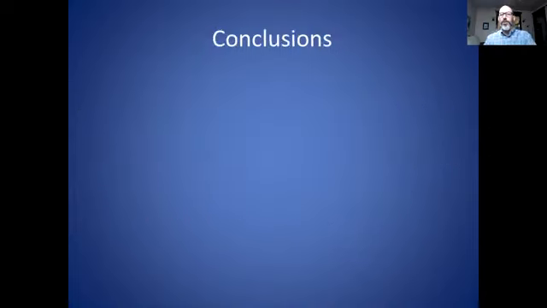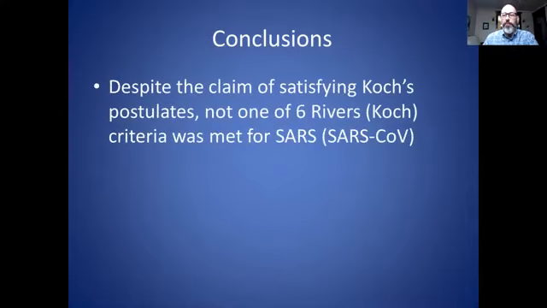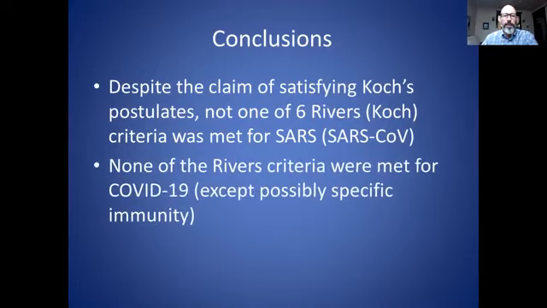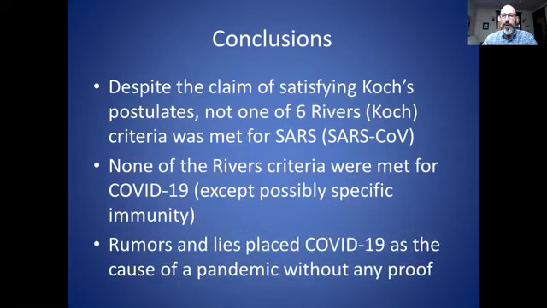So I'd like to conclude from everything I talked about that, one, despite the claim of satisfying Koch's postulates, not one of the 6 Rivers criteria was met for SARS, not one. That's in 2003. None of the Rivers criteria were met for COVID-19, except possibly specific immunity, the least important of the 6 criteria. And rumors and lies placed COVID-19 as the cause of a pandemic with no proof whatsoever.